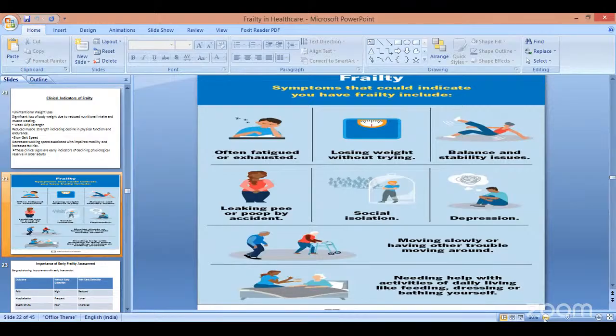So in this picture, we can see frailty symptoms that could indicate you have frailty. First, often fatigue, where they feel overexhausted, losing weight without trying, and balance and stability issues. They are having gait issues. Elderly people are having leaking of urine and stool by accident, social isolation, and that leads to depression. Moving slowly or having other trouble moving around. Needing help with activities of daily living, like feeding, dressing, or bathing yourself, can indicate frailty.